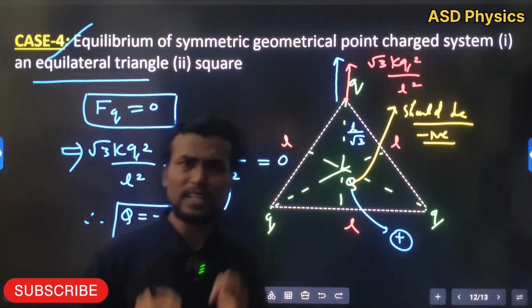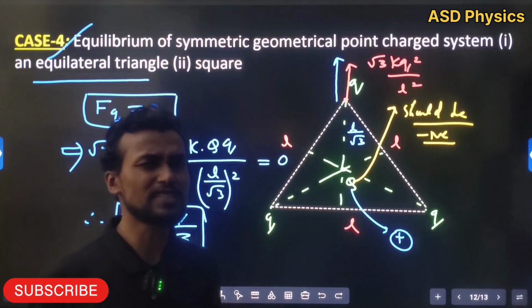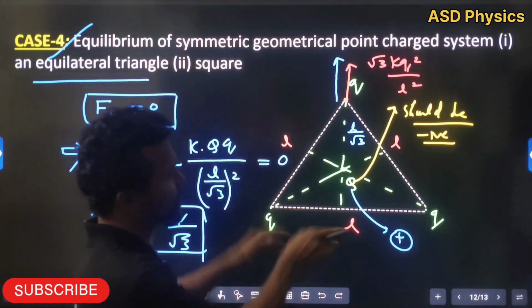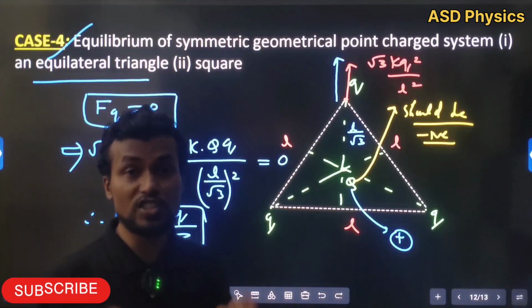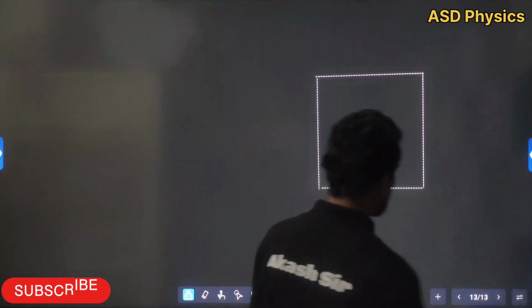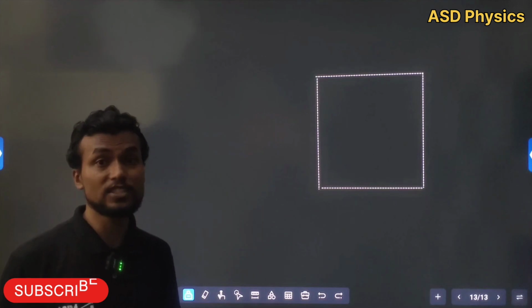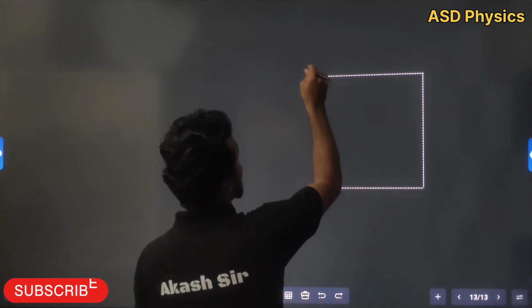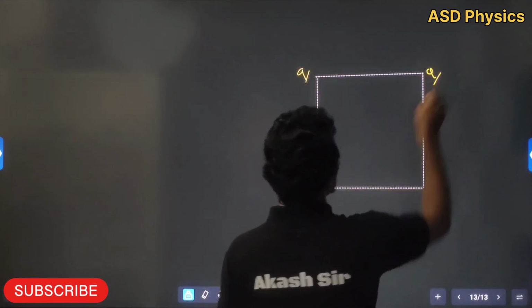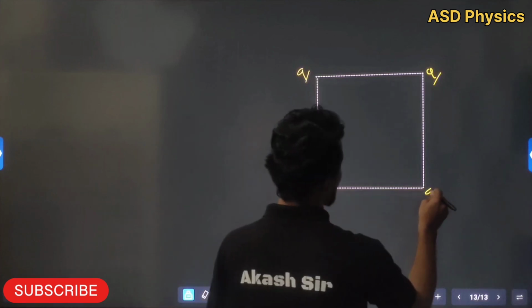negative. Now technically we knew it was negative, but we just considered that. We don't know which kind of charge is there, so we have taken positive charge. Similarly, in the last case you can see 4 charges will be there, Q, Q, Q, and here also Q, and again it will be in equilibrium.